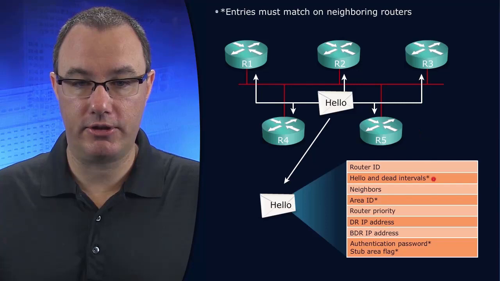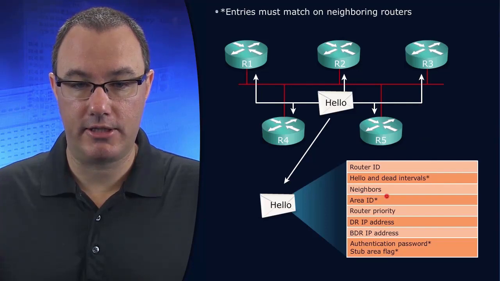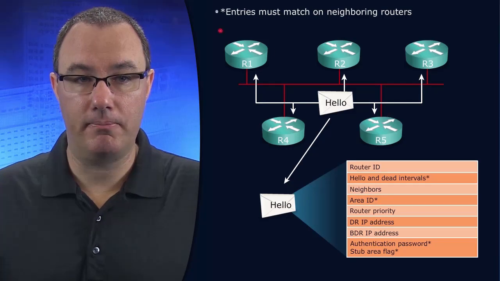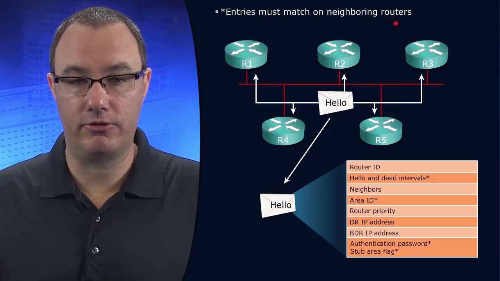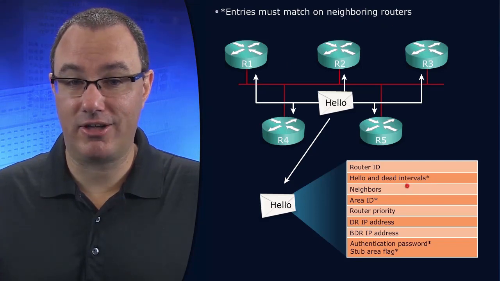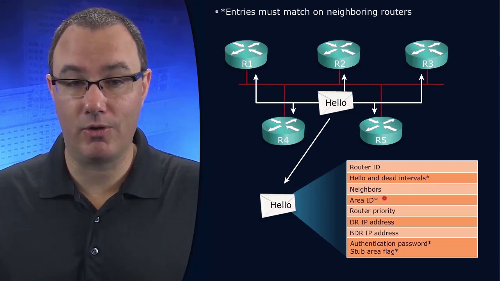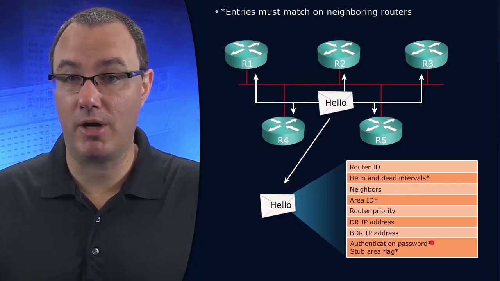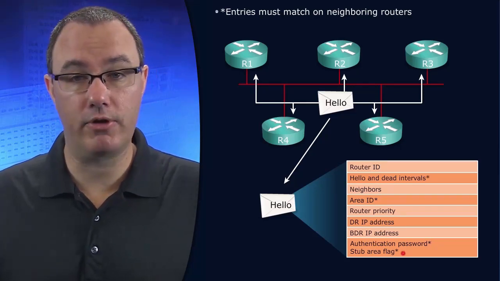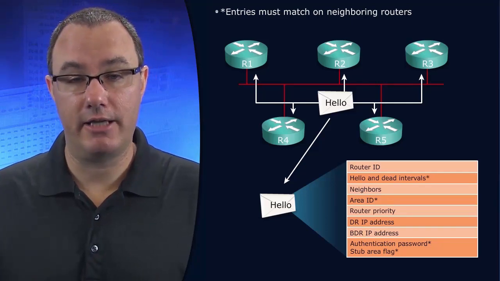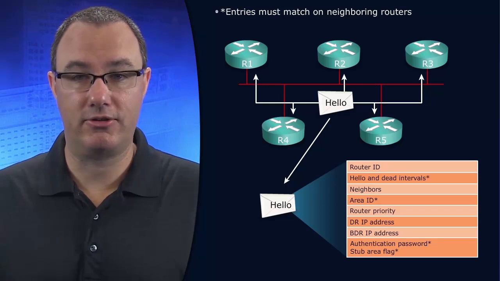Now I want you to notice that there is an asterisk attached to a few of these. That means that they must match on the neighboring routers. So if we're off by a second in any of the timers, if we don't agree on the area, or if we don't have the authentication properly set up, or if all the routers do not have the stub flag, then we will not form an adjacency.